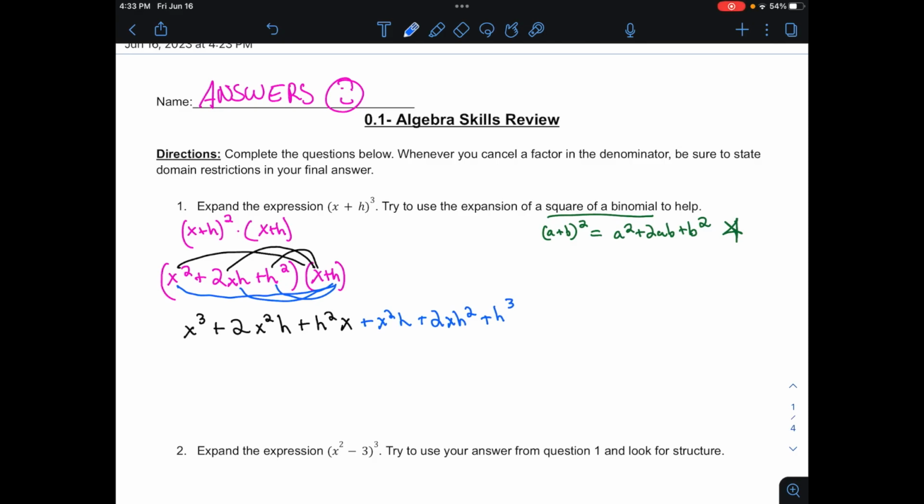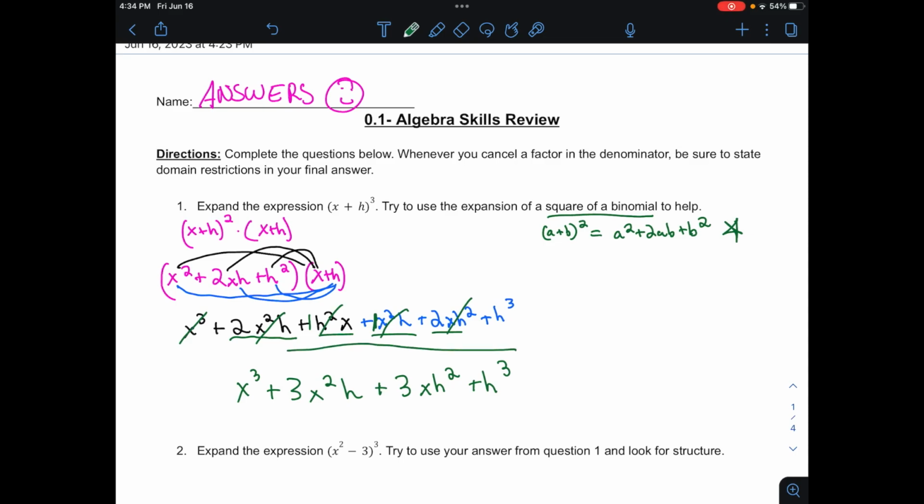Looking to combine like terms here, I don't have another x^3 term, so I have x^3. I can take 2x^2 h plus this 1x^2 h, giving me 3x^2 h. Then I have h^2 x plus 2xh^2, which could also be written as h^2 x, so one of those plus two of those. I'm going to choose to write this as plus 3xh^2. And then we have h^3 with nothing to combine with. So we get our full expansion here.